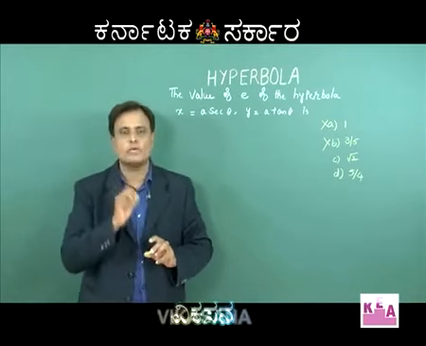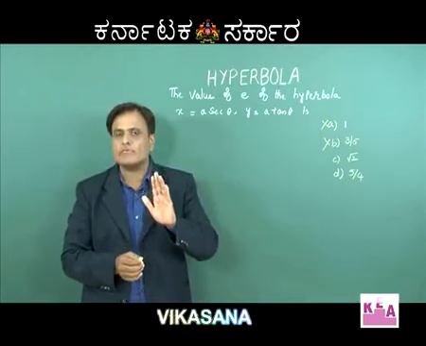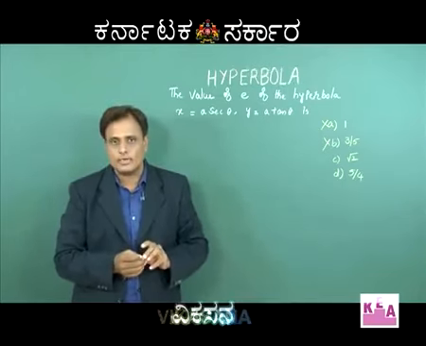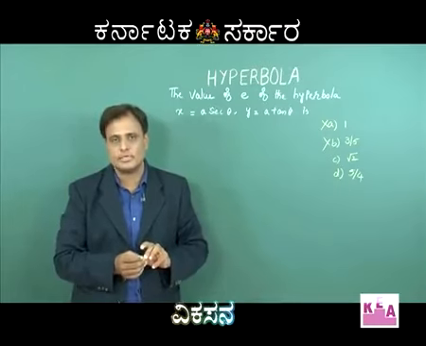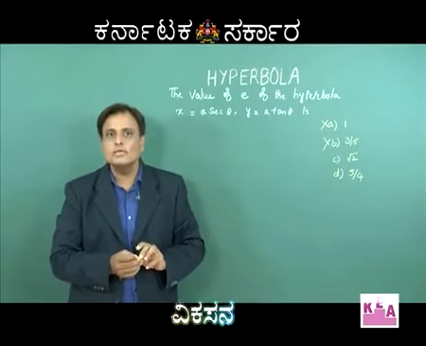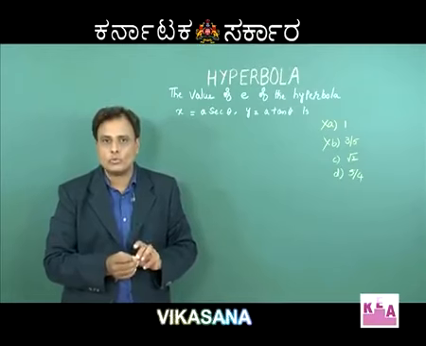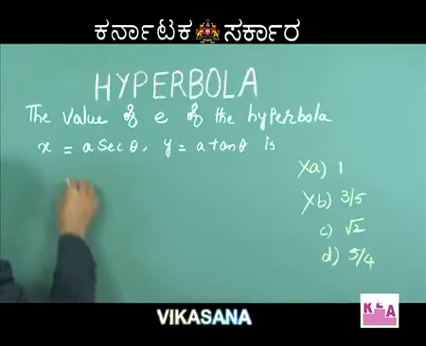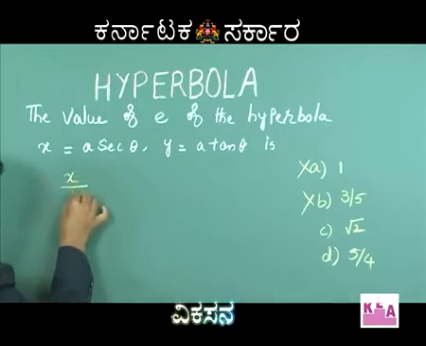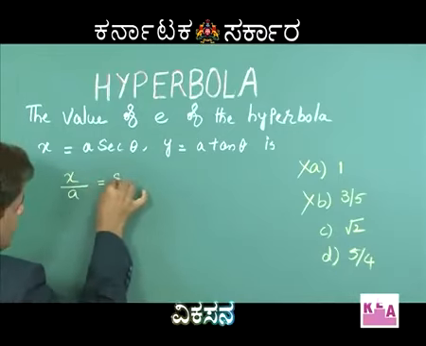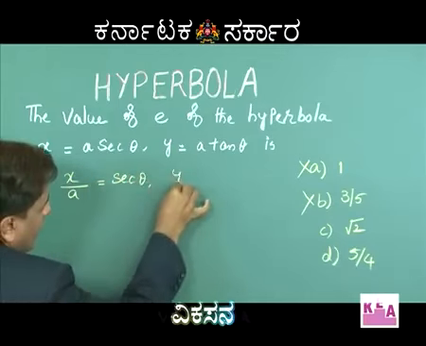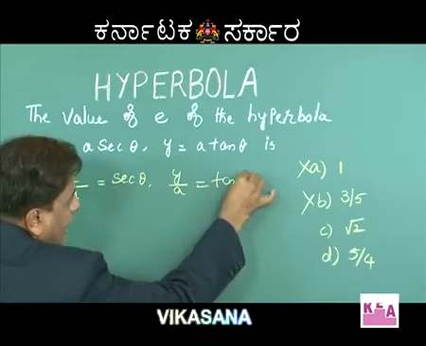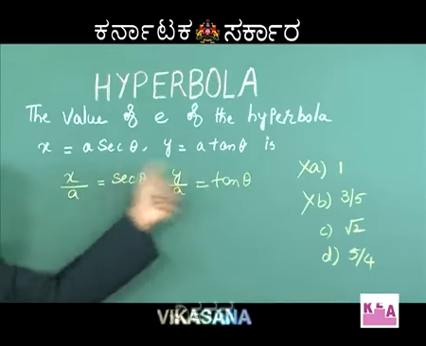Please, dear students, note down. The parametric equations of hyperbola are x is equal to a secant theta and y is equal to b tan theta. Here, the given equations you can cross multiply: x by a is equal to sec theta and y by b is equal to tan theta, but square and subtract. Why do we have to square and subtract?